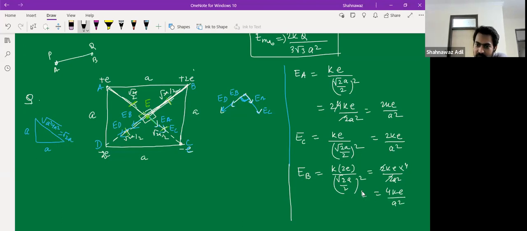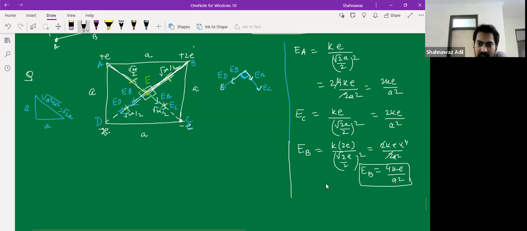And the last one remaining, yes, what is ED? K into the same, right? This will be plus, same. So 4KQ by A square.